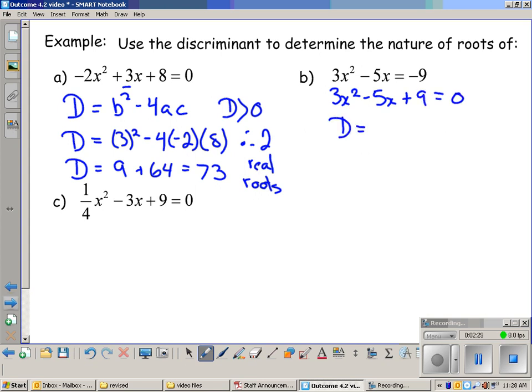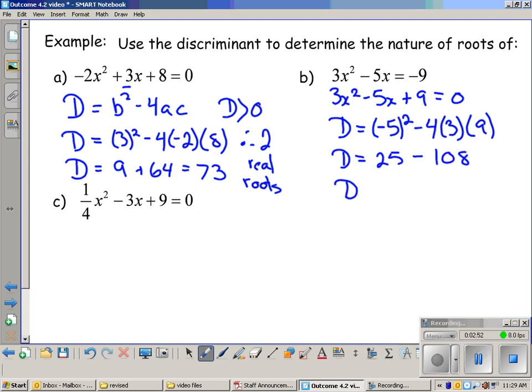Our discriminant is b squared, so negative 5 squared minus 4 times a times c. So our discriminant is 25 minus 4 times 3 times 9, or 108. Therefore, our discriminant is equal to negative 83. Because our discriminant is less than 0, we have no real roots.